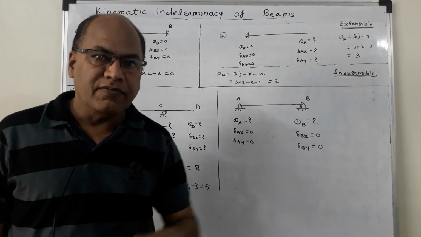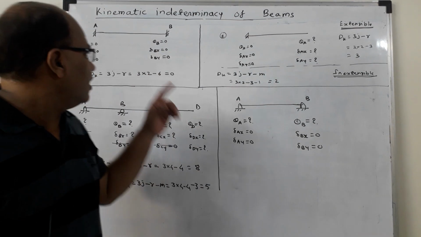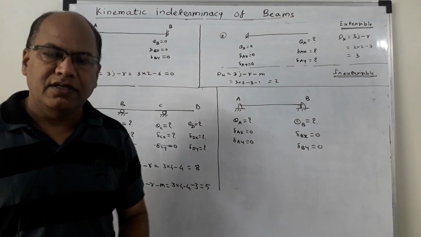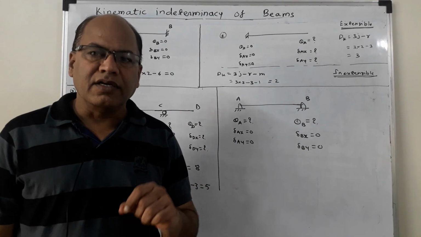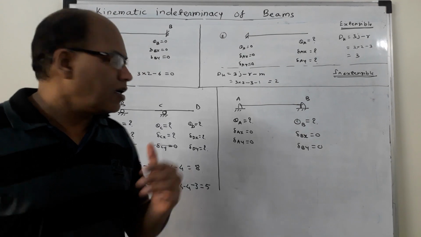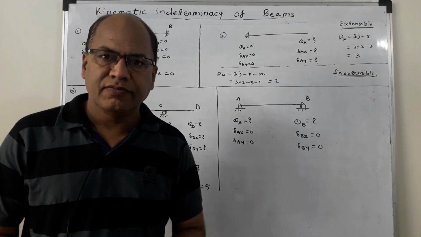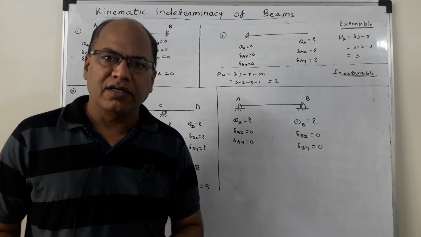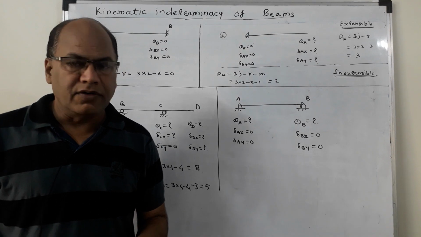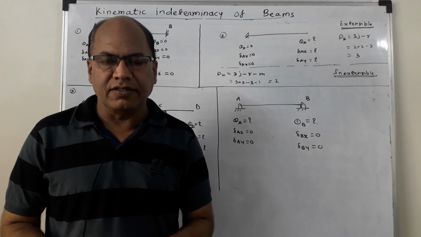Now we have seen the formula for degree of kinematic indeterminacy: dk is equal to 3j minus r, where j is the number of joints and r is the number of reaction components provided by the supports. So let us see what the number of joints is first and what the number of reaction components is. In the previous lecture I told you how to get the number of joints for this particular chapter, the degree of kinematic indeterminacy.